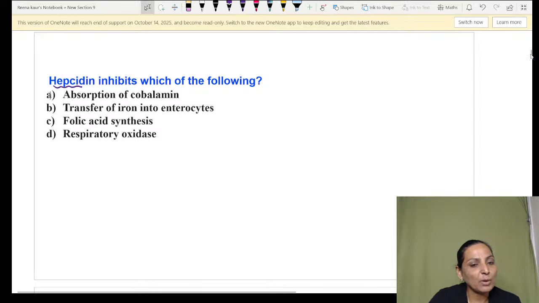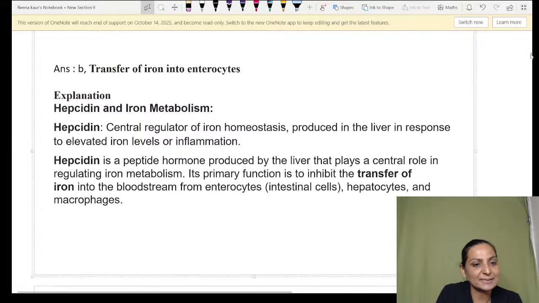Hepcidin inhibits which of the following? Options: absorption of cobalamin, transfer of iron into enterocytes, folic acid synthesis, or respiratory oxidase. This is a very recent MCQ, and iron absorption remains very important. If you just go through your PYQs, many a time a question is asked on iron absorption, the site, the factors affecting, etc. So here the correct answer is B, that is, hepcidin inhibits the transfer of iron into enterocytes.